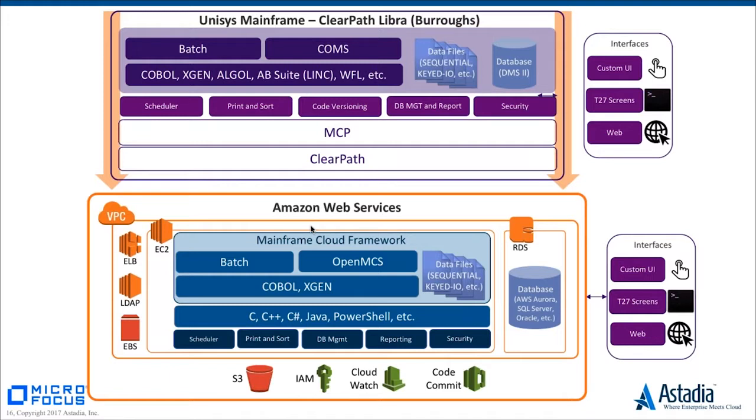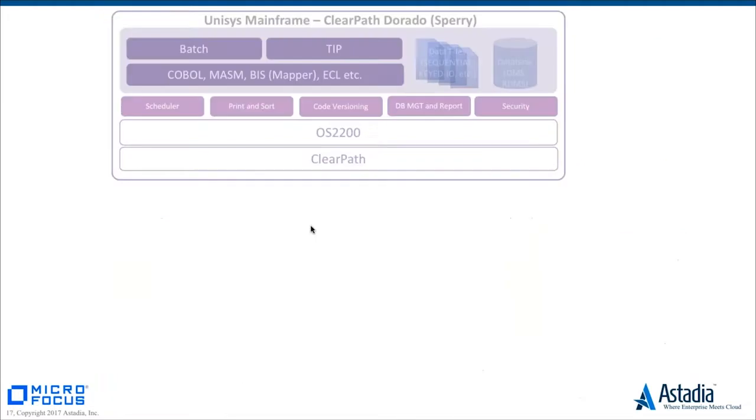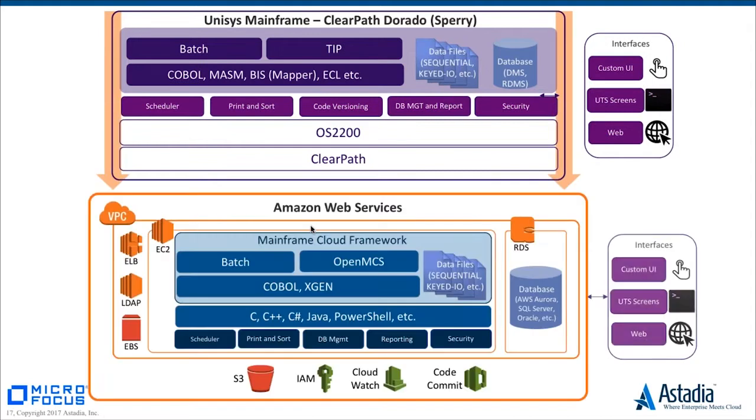And then within RDS, you have multiple options. You can run under AWS Aurora, which is what we've done. Or you could use SQL Server or Oracle or some other database product. The catch here is that, of course, the DMS2 database is hierarchical in nature, whereas the other databases are relational. So there is a conversion that needs to happen there, which is something we're very familiar with.